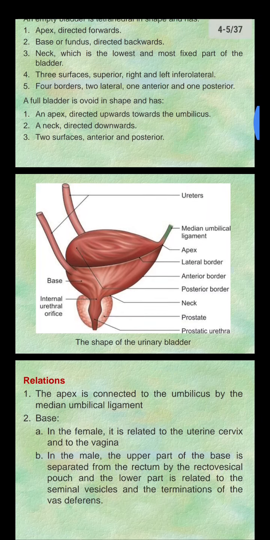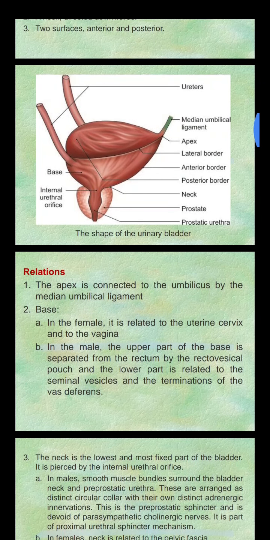Then the relations. What are the relations of this bladder with the different structures? The apex is connected to the umbilicus by the median umbilical ligament. You can see the apex and the median umbilical ligament. What is the median umbilical ligament? It is the obliterated embryonic urachus. There is a particular structure in embryonic life, and this ligament is the obliterated urachus.